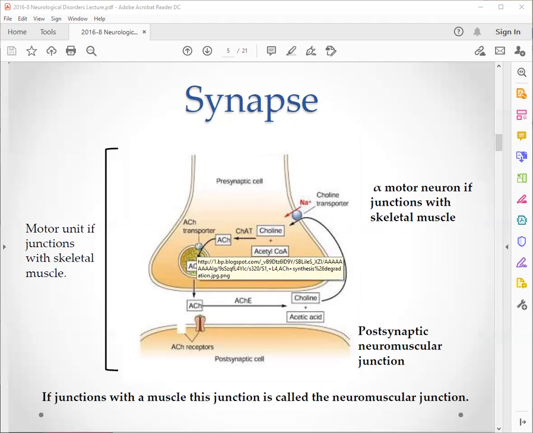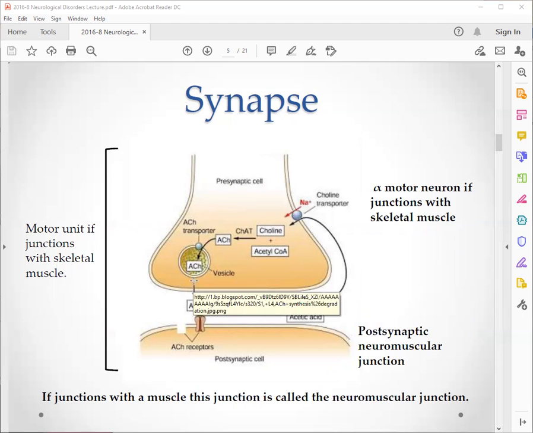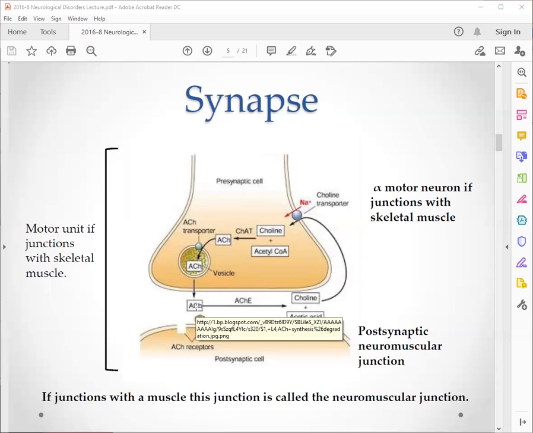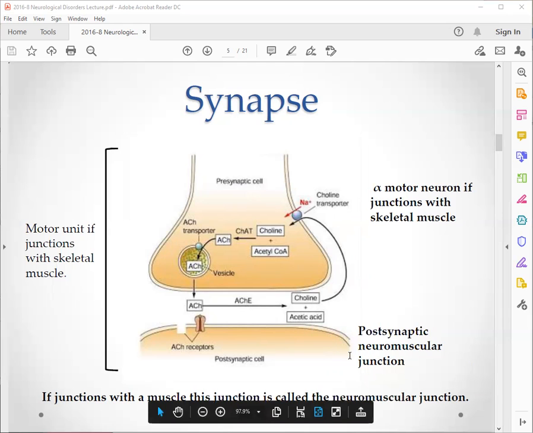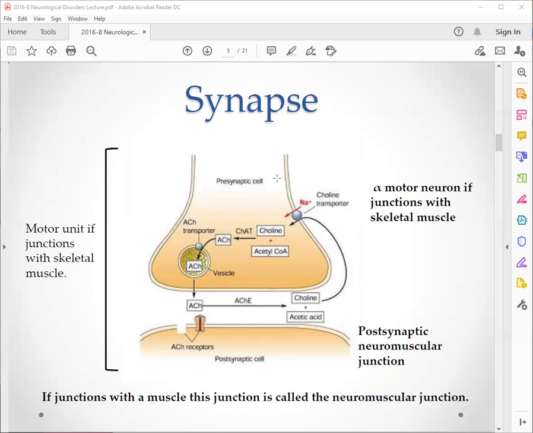So these vesicles stay poised until an action potential is received, and then again, there's exocytosis of that neurotransmitter into the synaptic cleft. And so if this again synapses with a muscle, this is called a neuromuscular junction. And also, if this is a neuromuscular junction, then this presynaptic neuron is called an alpha motor neuron. And again, that would define a neuron that junctions with muscle.